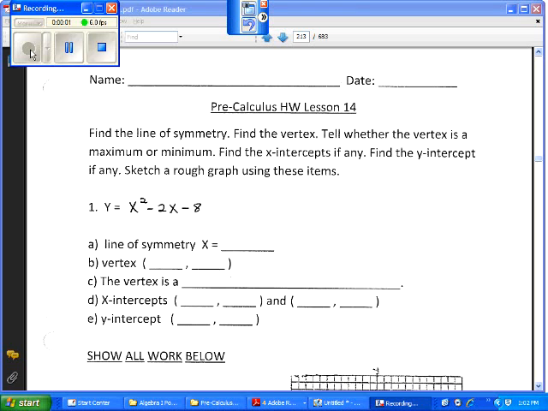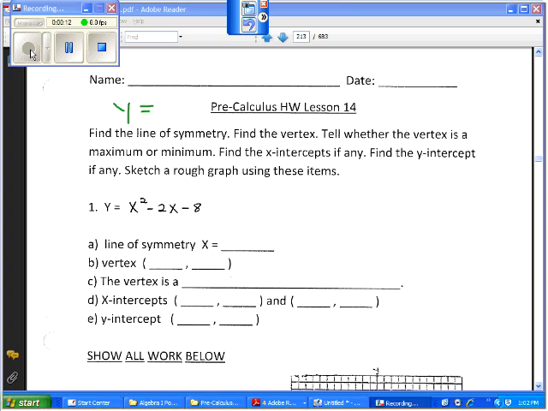Okay, pre-calculus, homework lesson 14. This lesson is dealing with quadratics. That's when there's an x squared. Remember that the parent function of a quadratic is y equals x squared, and the graph would look something like this. Okay? And we've already dealt with the parent function of a quadratic and all of that.